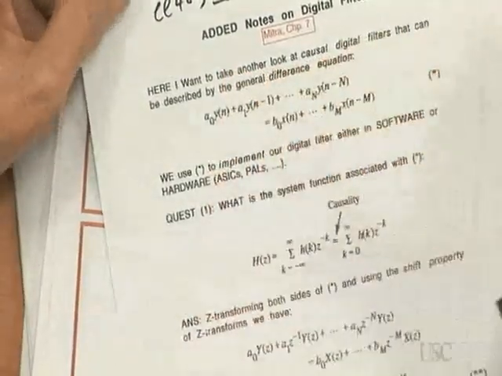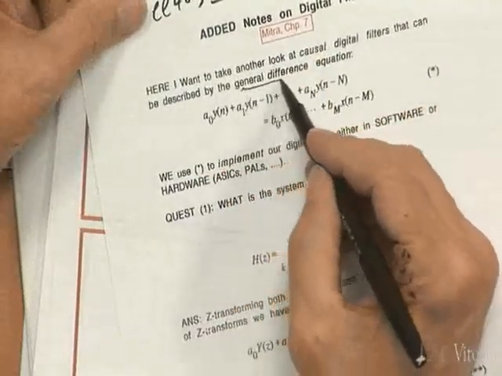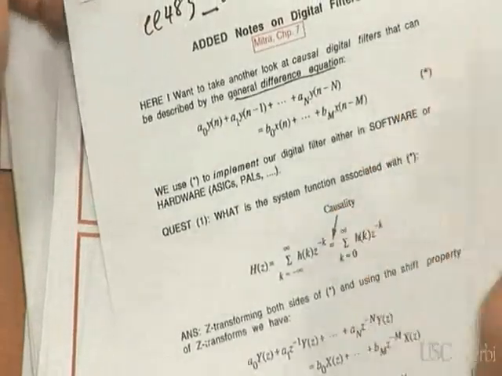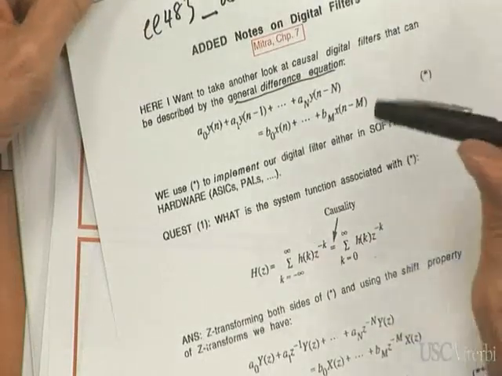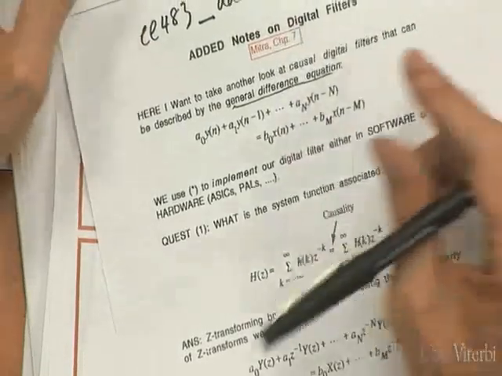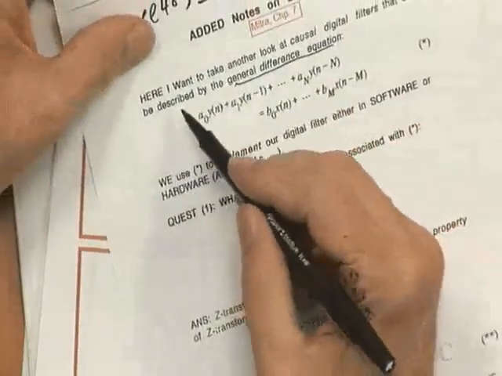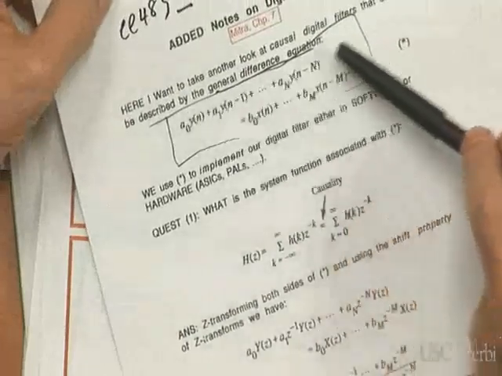So I want to take another look at the causal digital filters that can be described by the general difference equation, because when you look at your first class project and a lot of the homework, most of the systems in digital filters, the ones that you can implement, are described by difference equations. So here is our difference equation, and I will tell you a solution or part of a discussion that you can use for the first class project. Okay, so this is a difference equation.